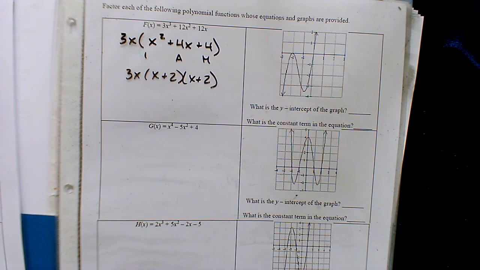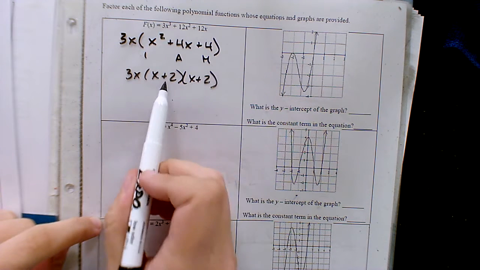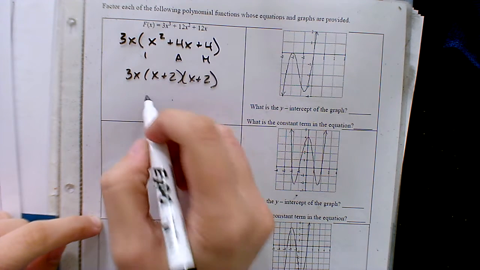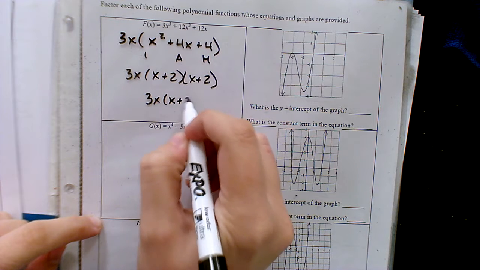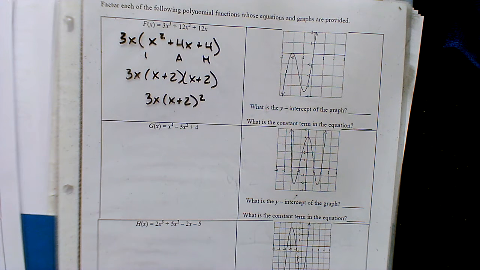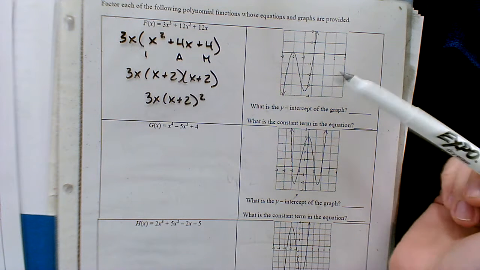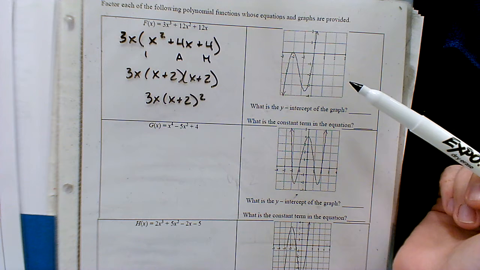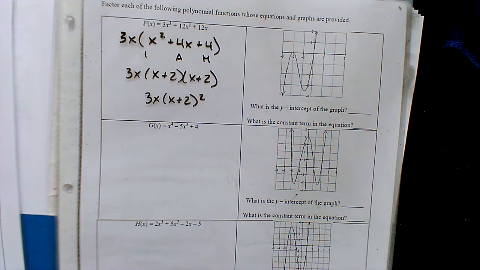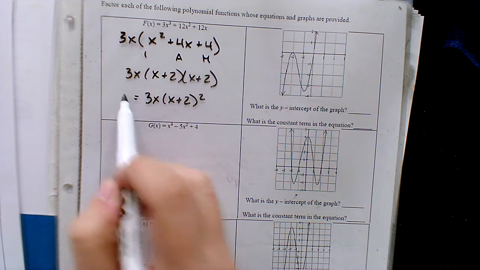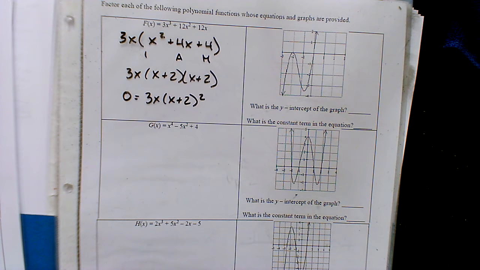You can leave it like that. Some of you might notice that if you have x plus 2 times itself, you can write that as x plus 2 squared. Okay, either way, they're both completely factored. So, utilizing these techniques from Friday, we're going to try to analyze how these factors are related to the graph of the polynomial. And in order to do that, we're going to solve the factors. That just means that we're going to set them equal to 0 to see what the x solutions would be.